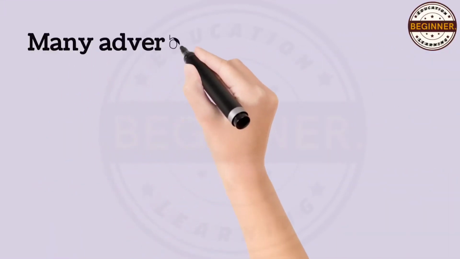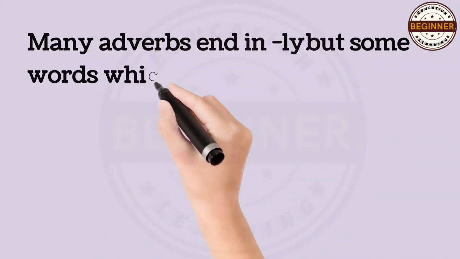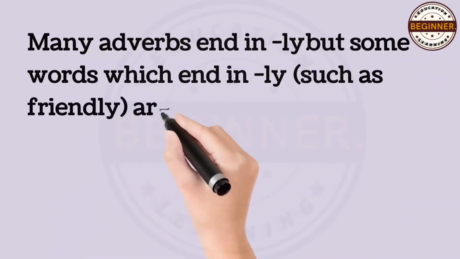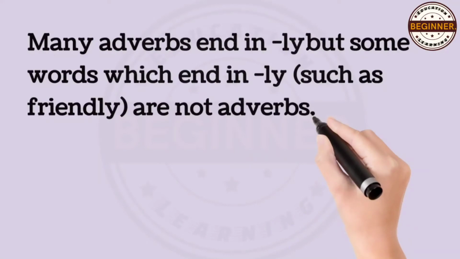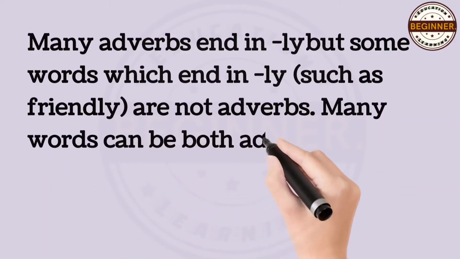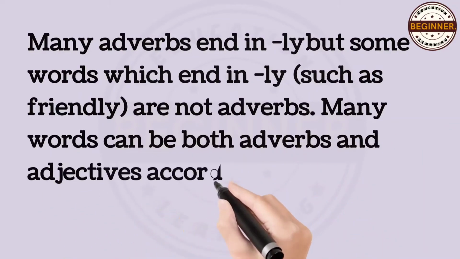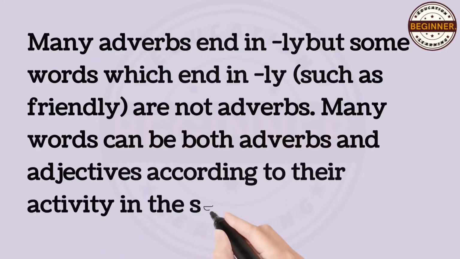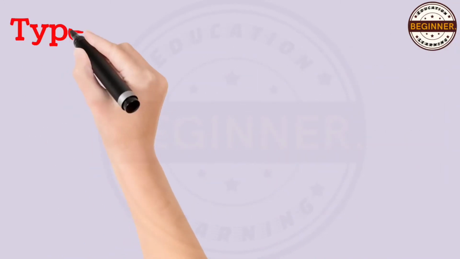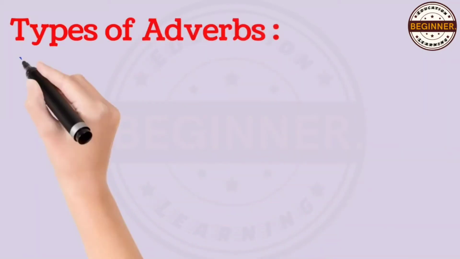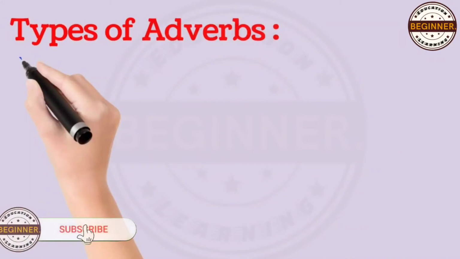Many adverbs end in ly, but some words which end in ly, such as friendly, are not adverbs. Many words can be both adverbs and adjectives according to their activity in the sentence. There are different types of adverbs: conjunctive adverbs, sentence adverbs, adverbs of time or frequency, adverbs of place or direction, adverbs of degree, and adverbs of manner.